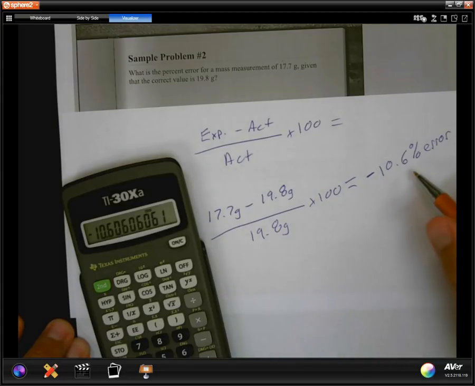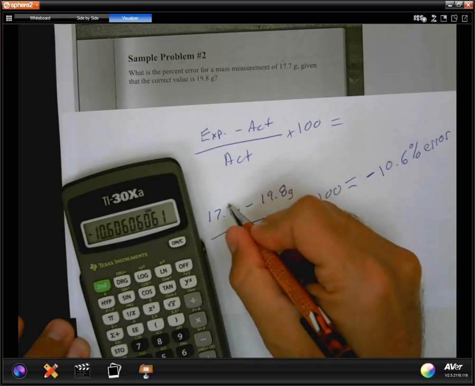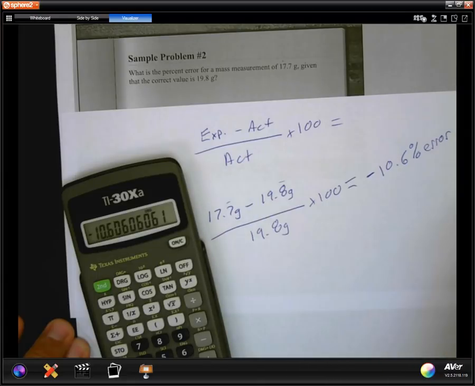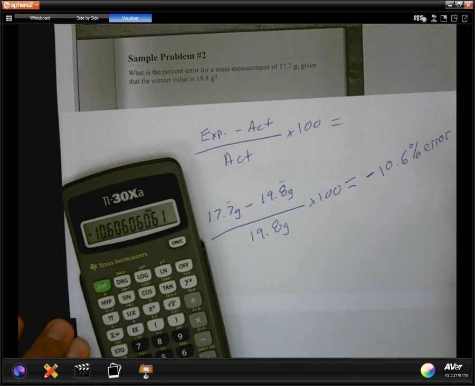Why did I go to 10.6? Because when I subtracted these two numbers, I was precise to the tenth value. And then when I divided, we would have seen that we had 3 sig figs here. So there actually would have been 2 sig figs in our answer. But for these kinds of problems, you'll see that the math and the sig figs get rough. So I'll be pretty lenient on these sig figs. Plus, we're still working on those. So for this value, we'll call this 10.6% error.